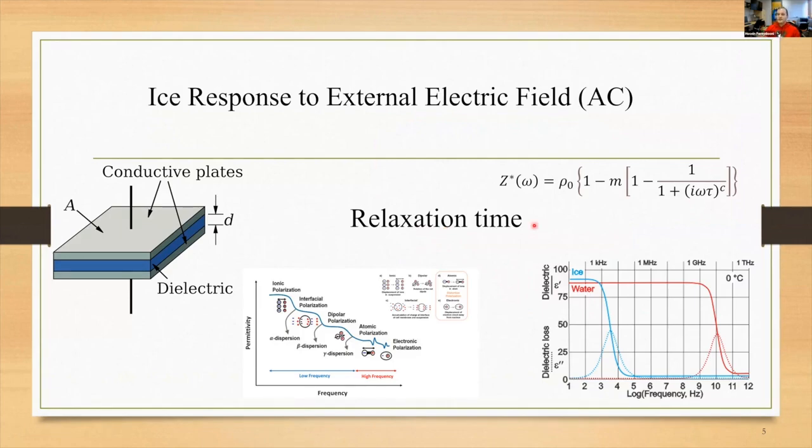But how can we get those values for the relaxation time? We have an equation like this. We call it the Cole equation, and you can extract the relaxation time from it. So by having the relaxation time, we can get a clue about ice and identify ice from other materials.